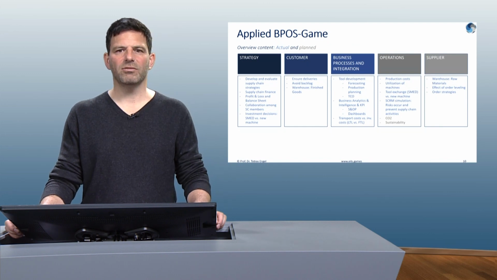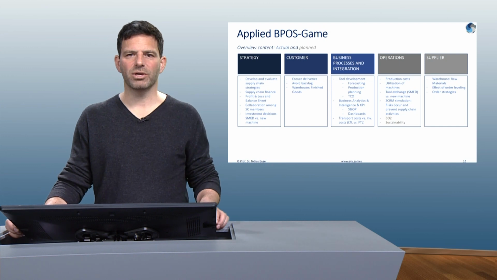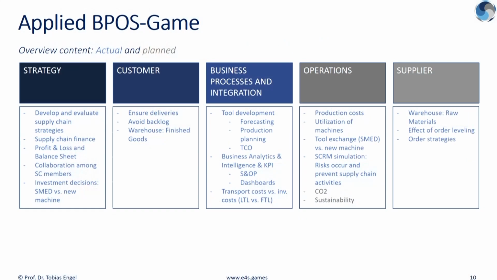Now let's have a look at what different aspects we are going to cover in the different fields. We have 5 dimensions. From a strategy dimension, we are going to talk about strategies. So you have to develop strategies, how you can cooperate with your partners. We have a financial aspect where we talk about profit and loss and balance sheet. It's about collaboration. This also includes leadership and culture. It's about investment decisions. For example, do you want to buy a new machine versus reducing tool change costs? There you could calculate the break-even point or have a KPI or return on invest.